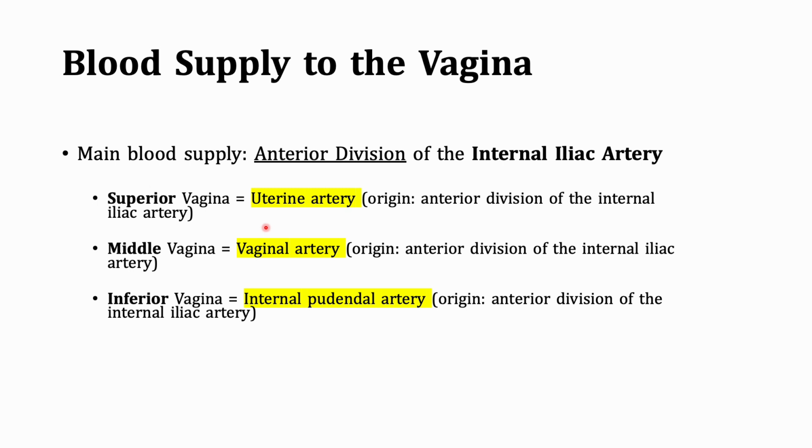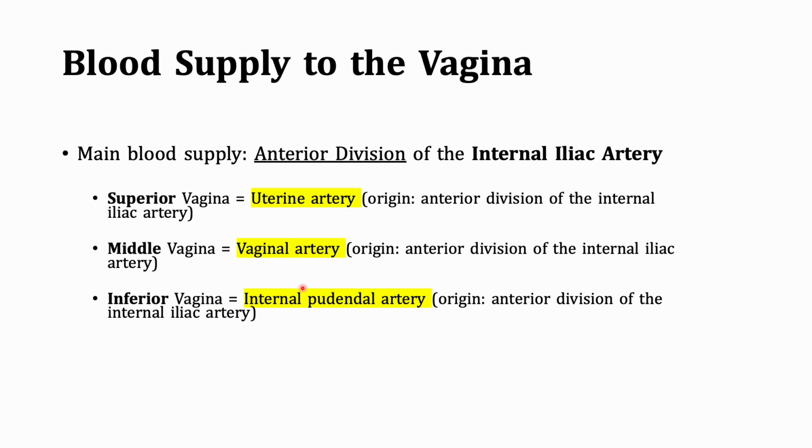So the superior portion of the vagina is actually supplied by the uterine artery. And again, the uterine artery, the origin is the anterior division of the internal iliac artery. Then we have the middle vagina is supplied by the vaginal artery. And again, that is from the anterior division. And then the inferior vagina is supplied by the internal pudendal artery.